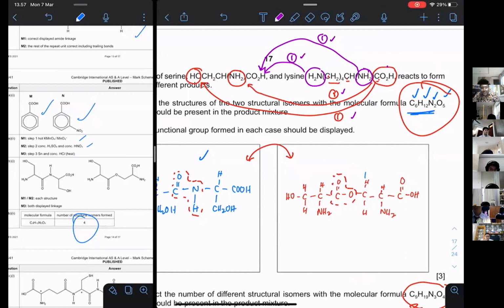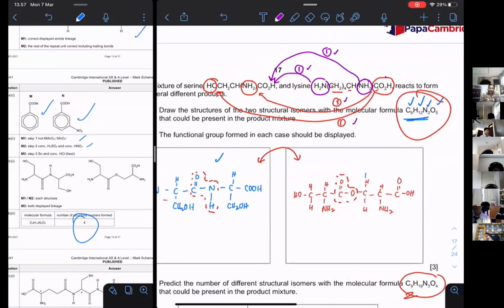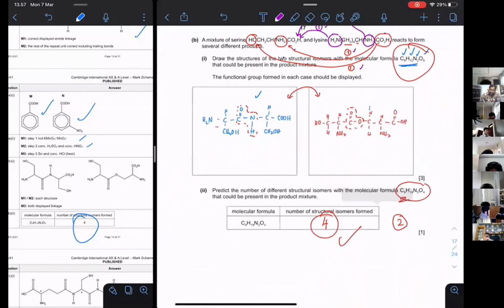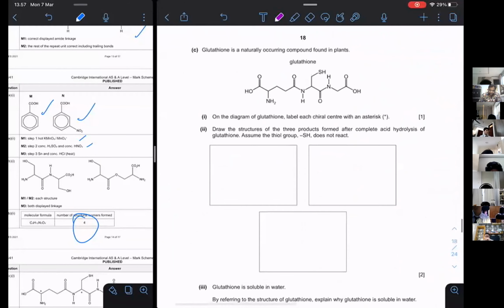Yes, sir. If you draw, then it's going to be more complicated. But for this one, we just need to predict only. So there is going to be 1 amide over here, 1 amide over here, another amide over here, another amide over here. So there are 4. Done. Now 3 more minutes.